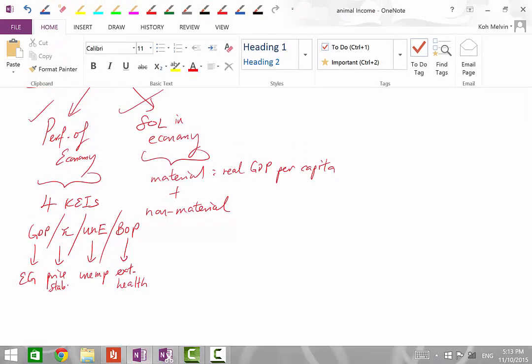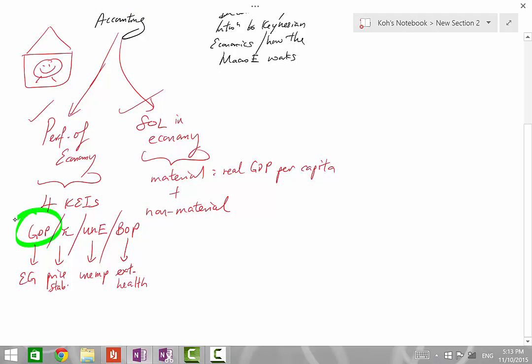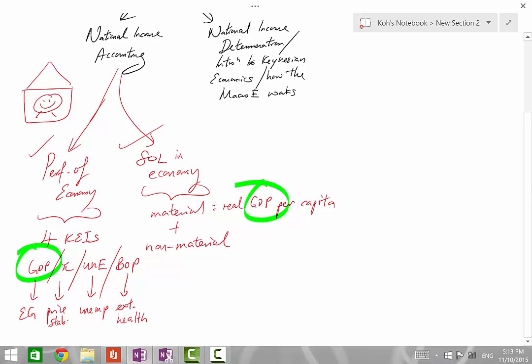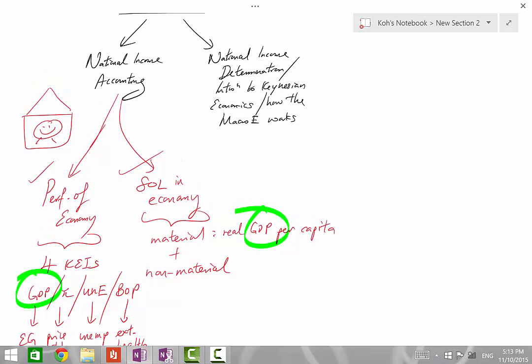One common factor is GDP. GDP appears in both cases. So what does this tell us? It tells us that GDP is very important to understand macroeconomics. Whether to measure performance of the economy or to measure living standards, GDP is one of the key variables, or key data points, that you want to consider.